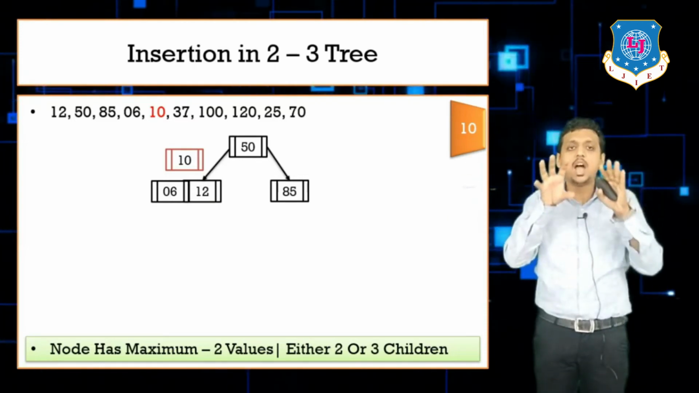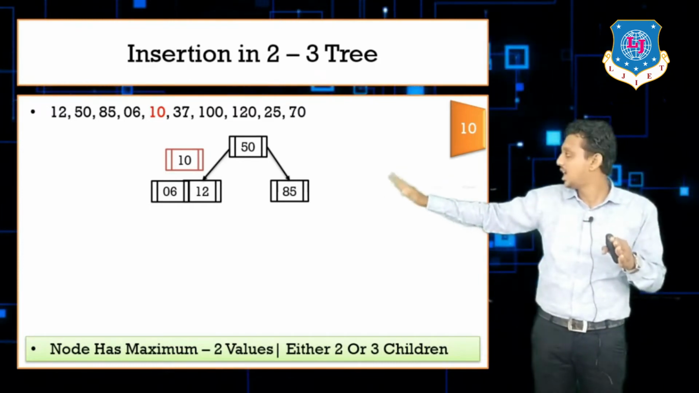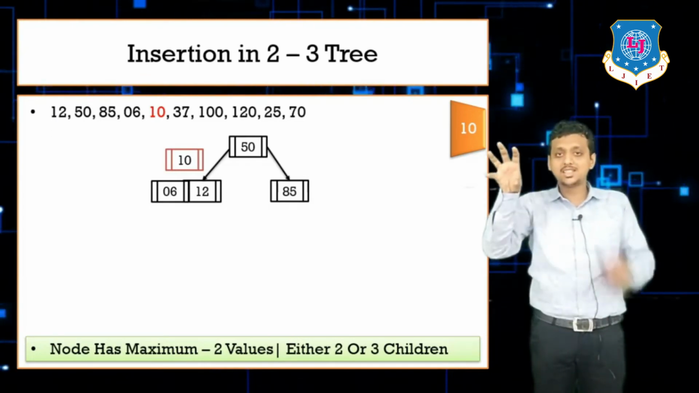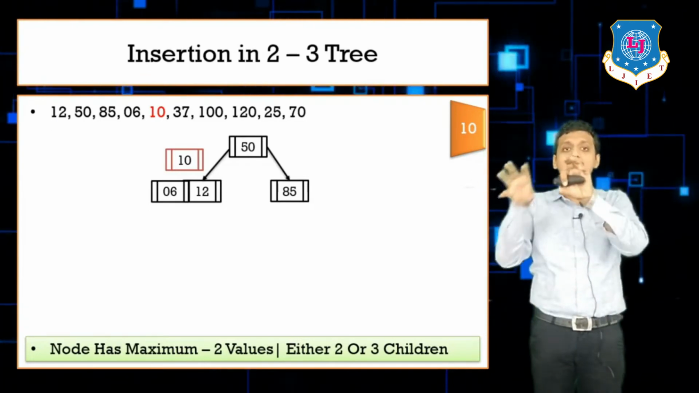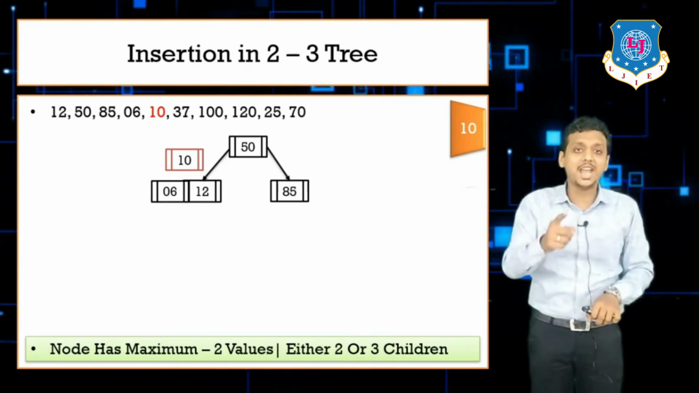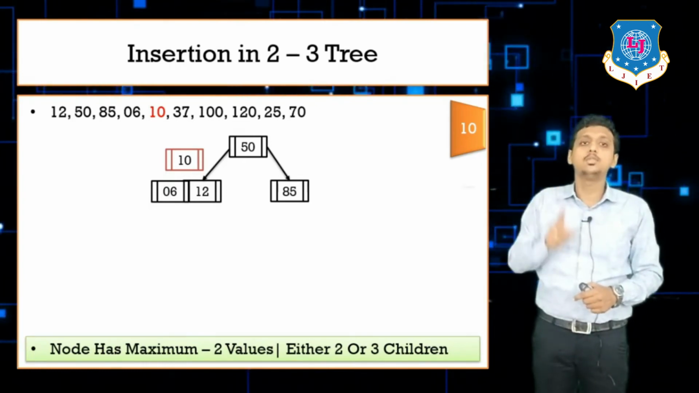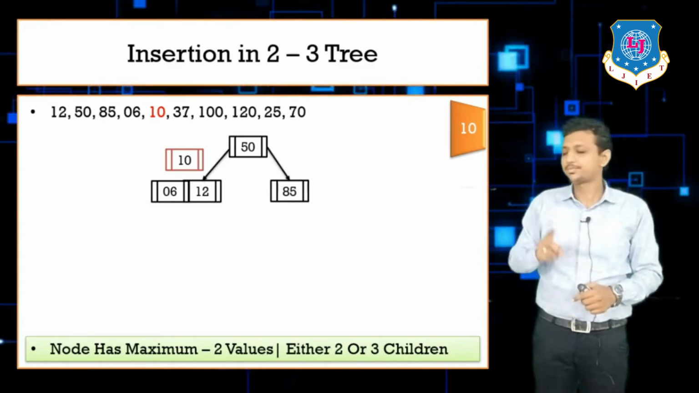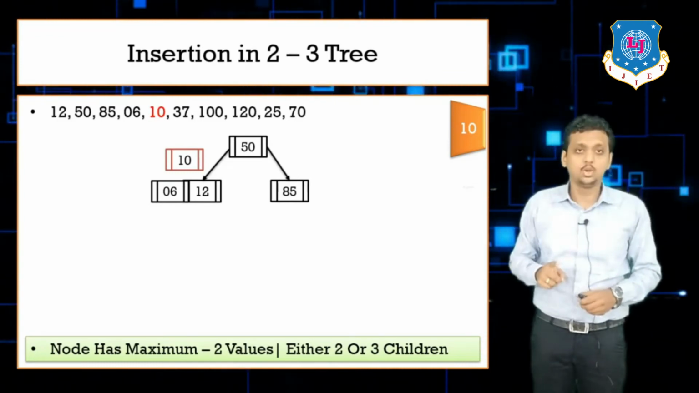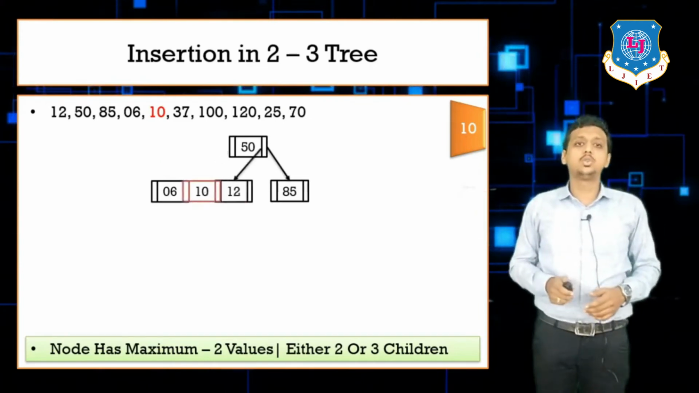Okay. So now after placing 10 over there, what is the situation? I have 6, then after 6 I have 10 and then 12. So 6, 10, 12. Which becomes my middle term? That is 10. So I need to divide the node from 10. So 10 goes up with the root node, students.